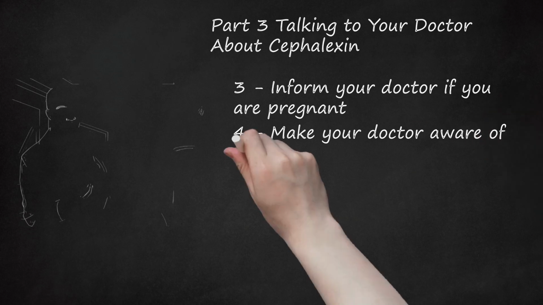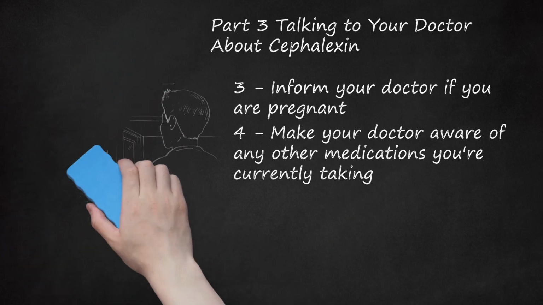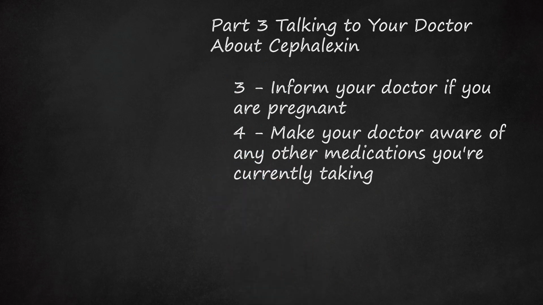4. Make your doctor aware of any other medications you're currently taking. If you are taking any other drugs aside from cephalexin, let your doctor know about it. There is a chance for drug interaction, meaning taking another drug may affect the effectiveness of cephalexin. For example, some vaccines that contain bacteria such as typhoid and BCG may be affected by cephalexin. In addition, some studies show that cephalexin can interfere with the effectiveness of oral contraceptives. So if you are taking cephalexin while taking pills, you might get pregnant. Other drugs that may interact with cephalexin are Coumadin, metformin, and probenecid.